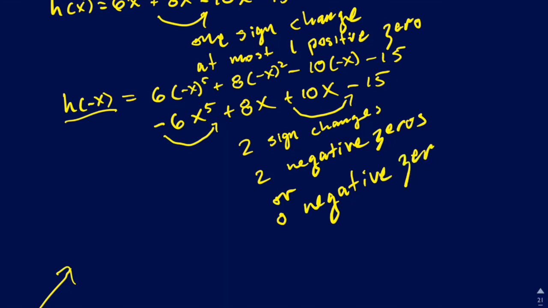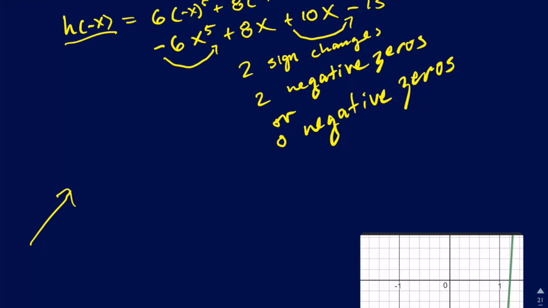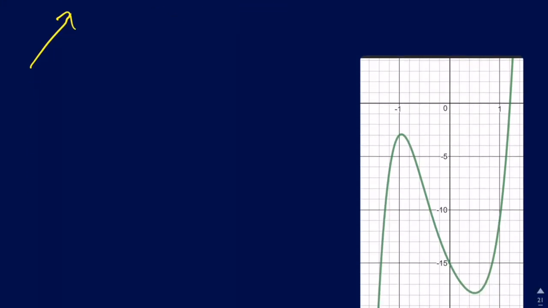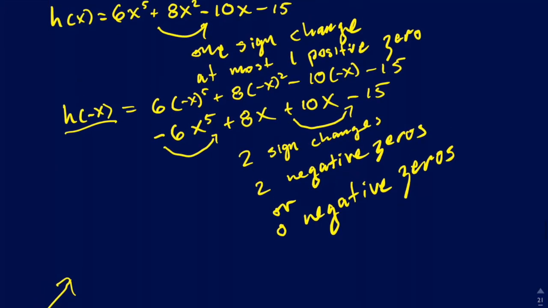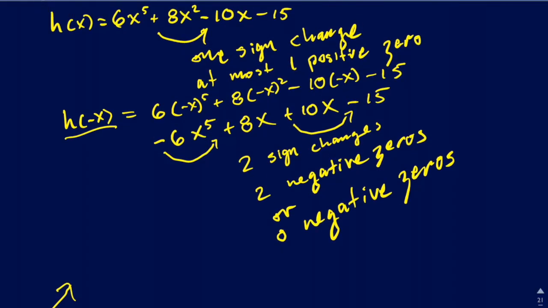So I graphed this on Desmos, and let's take a look at the result here. If you look carefully, here's our x-axis right here. And our x-axis crosses once on the graph, and it's past positive 1, so there's one positive real zero. But if you look to the left, there are no negative zeros, and that's consistent with what Descartes told us, because Descartes says the number of sign changes that you have in h of x determines how many possible positive real roots you will have.